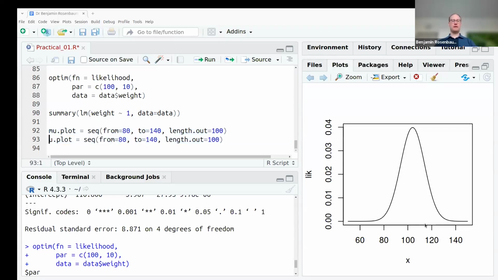And I will also define a vector sigma or SD plot. Let's say this is from 5 to 15. So that's a reasonable range for both of these parameters. And now I have to do a bit of coding to plot this in kind of a matrix.